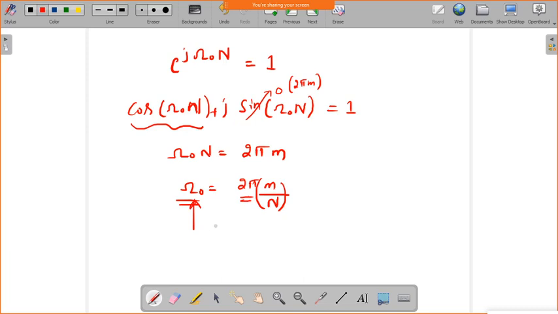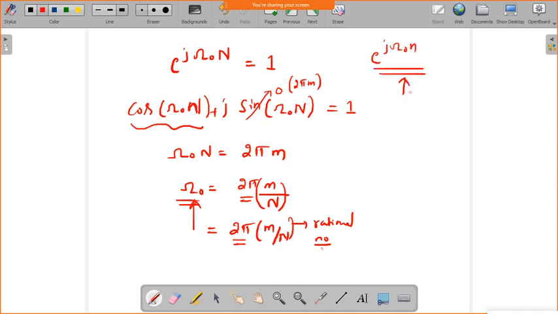integer multiples, that is rational multiples of 2 pi, that is 2 pi into m by n, which is a rational number. So when this omega naught is a rational multiple of 2 pi, then this given signal e power j omega naught n can be said to be periodic. Okay, so this is a general solution or general derivation. So is it understood? Any doubt?